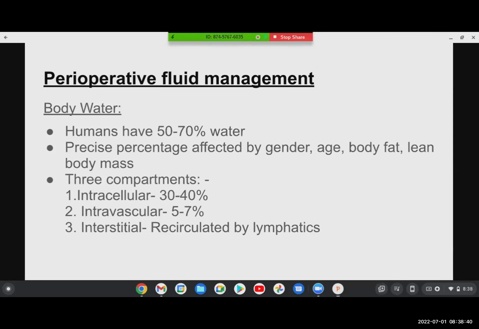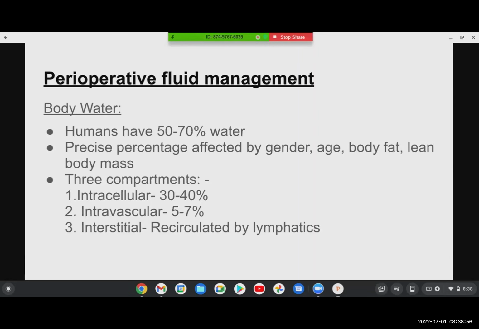I think you are wrong there. A patient with a lot of fat will have less body water. For example, if 60% of the total body weight is water for males, it will be 55% for females, because fat hardly contains any water. Yes, fat does not contain much water. Okay, sorry.